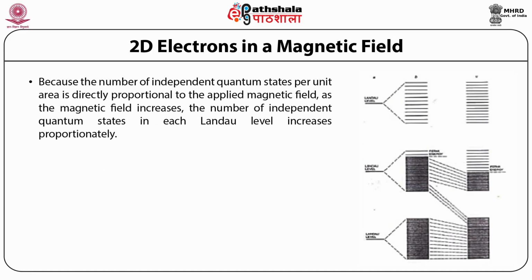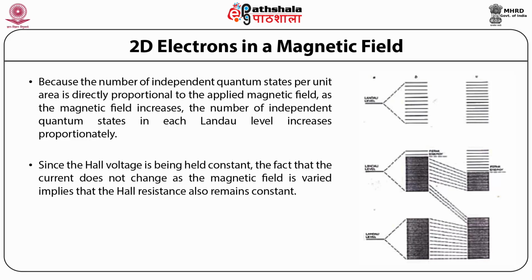This is because the number of independent quantum states per unit area is directly proportional to the applied magnetic field, and as the magnetic field increases, the number of independent quantum states in each Landau level increases proportionately. Since the Hall voltage is being held constant, the fact that the current does not change as the magnetic field is varied implies that the Hall resistance also remains constant.